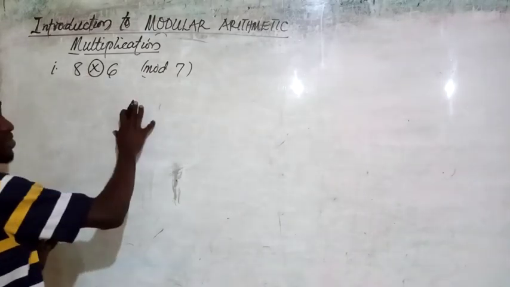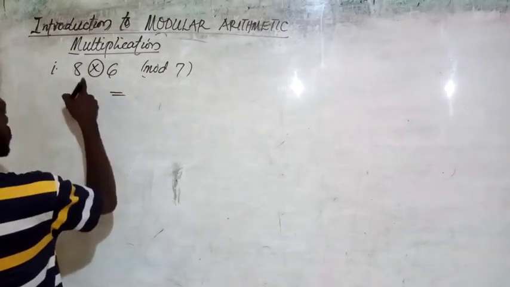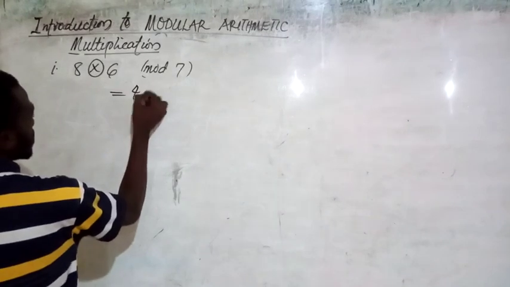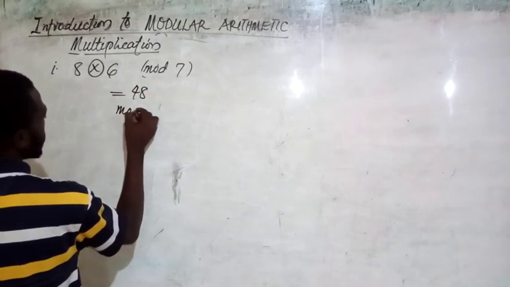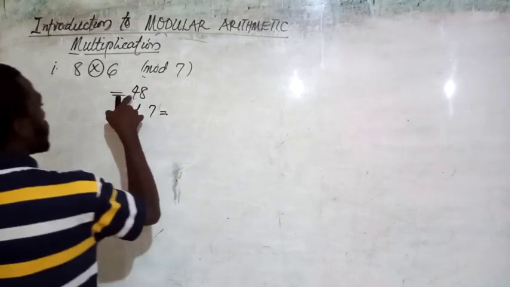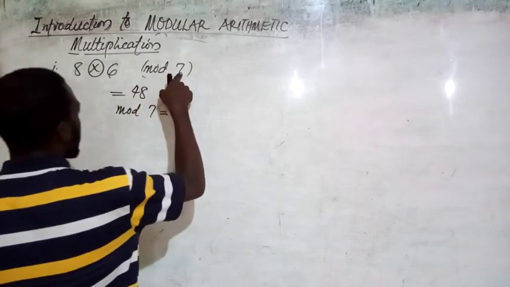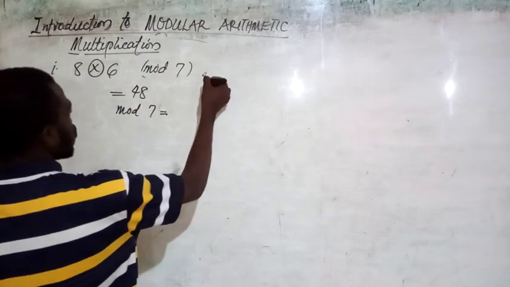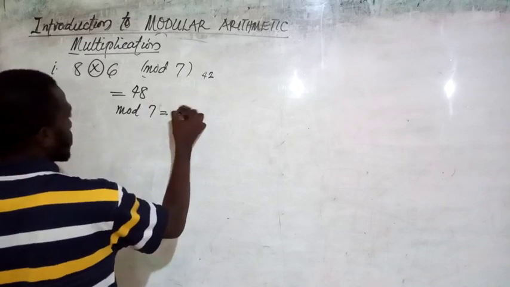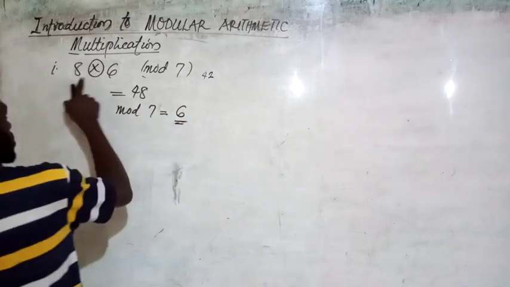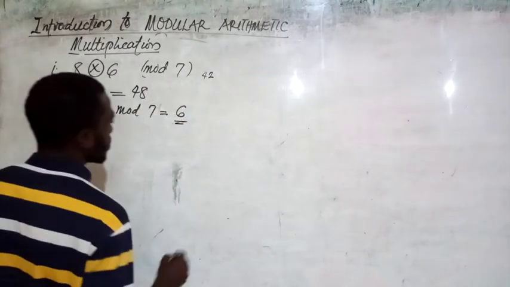I told us initially that this sign means multiplication in modular arithmetic. So this question is going to be: 8 by 6 is 48, but in mod 7 it is going to be 48 divided by 7, that is 42, and 48 minus 42 is 6. So the answer is 6. 8 by 6 in modulo 7 is 6.